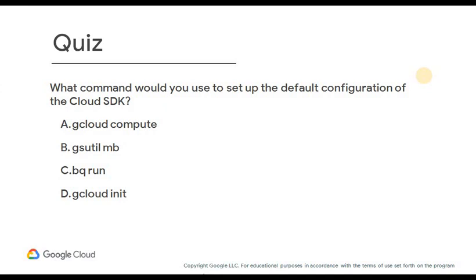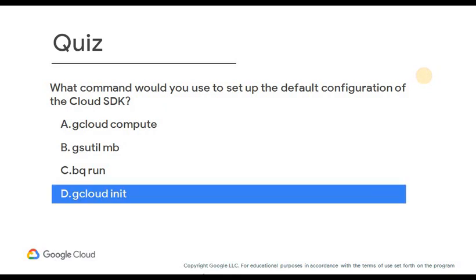What command would you use to set up the default configuration of the Cloud SDK? The gcloud init command is used to set up the user, the default project, and the default region and zone of the Cloud SDK.